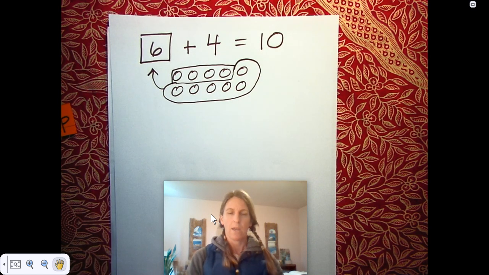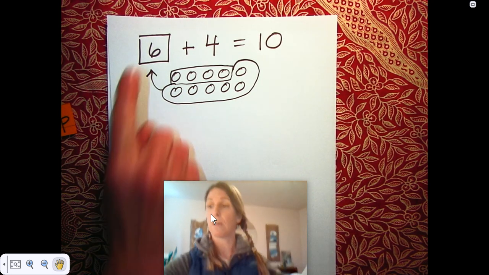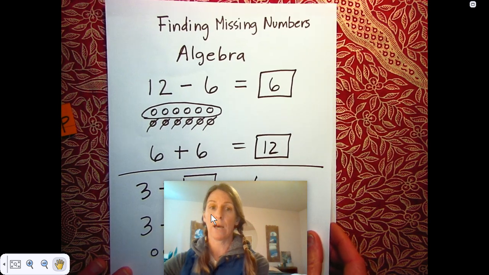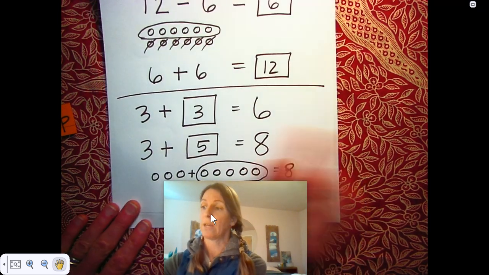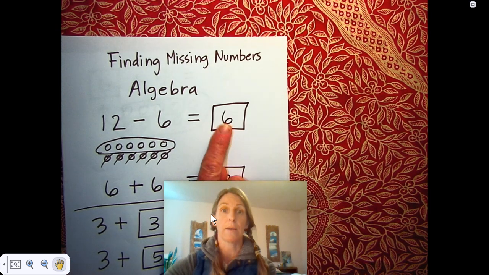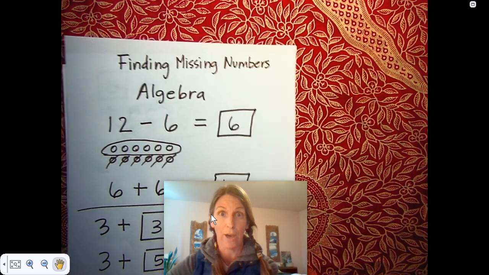All right, my friends, as you can see, sometimes the missing number is at the beginning of an equation. Sometimes the missing number is in the middle of the equation. And sometimes the missing number is at the end of the equation. You can solve for any of those places. You are doing algebra when you do that, my friends.